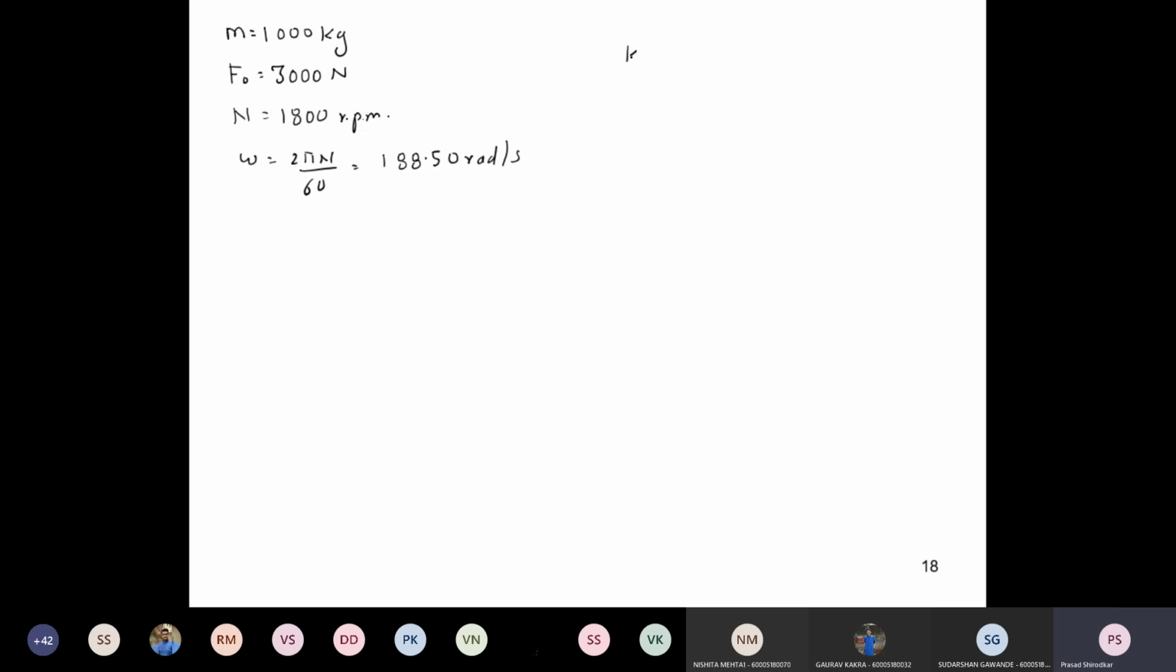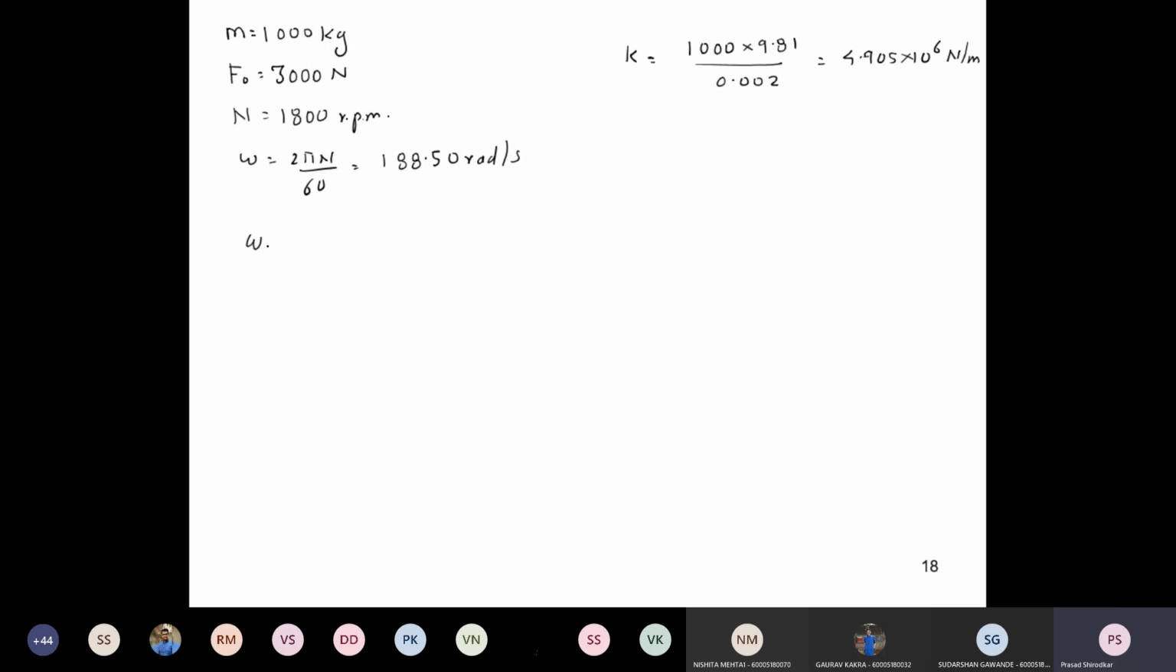Stiffness K is equal to F0 by delta, K is the static load, 1000 into 9.81, divided by the static deflection, that is 0.002 meters. Okay, so that is 4.905 into 10 raised to 6 Newton per meter. Right, so that is the stiffness.